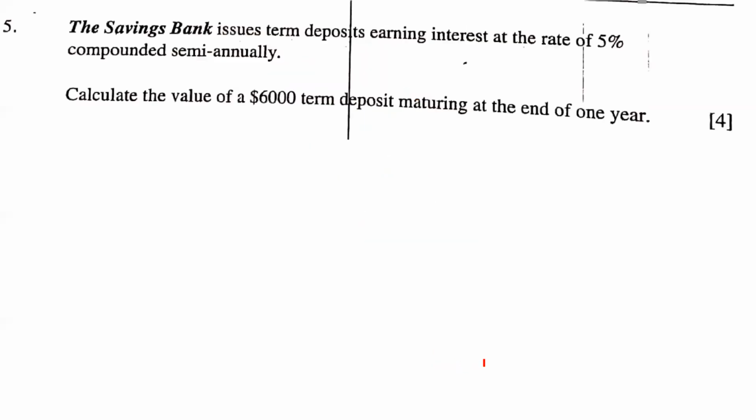Okay, let's move on to question number 5 here. It says the savings bank issues term deposits earning interest at the rate of 5% compounded semi-annually. Calculate the value of a $6,000 term deposit maturing at the end of 1 year. Okay, so let's consider this formula. This is not simple interest. This is interest where we compound it semi-annually.